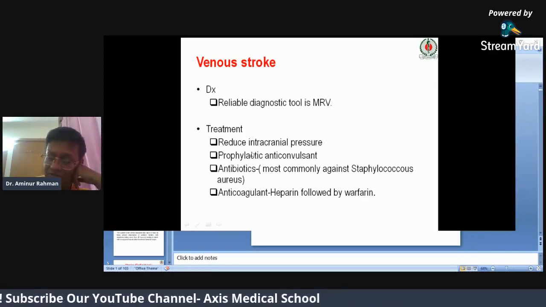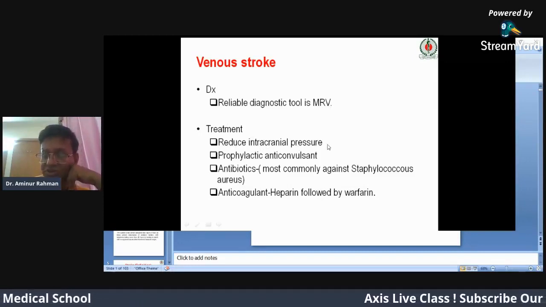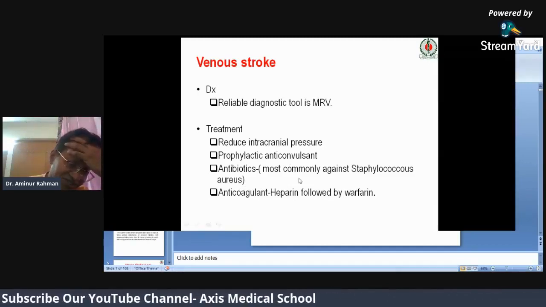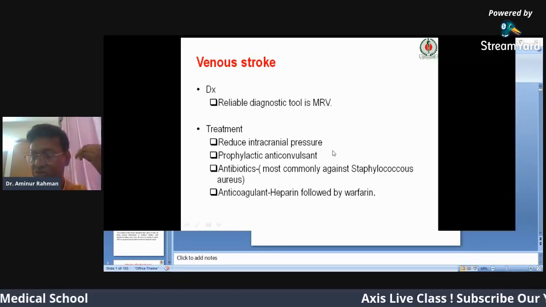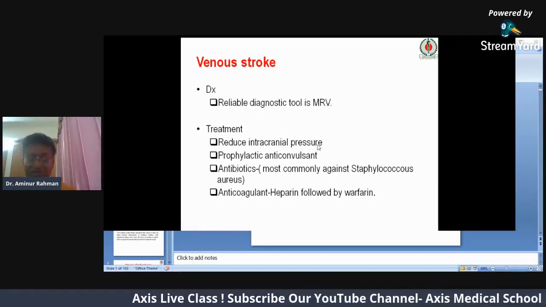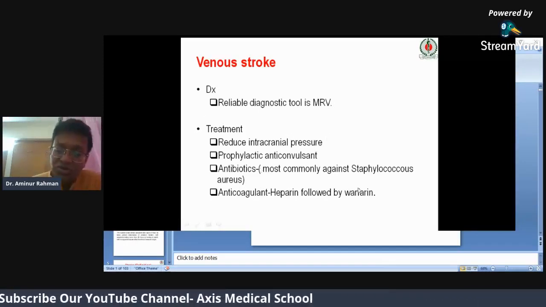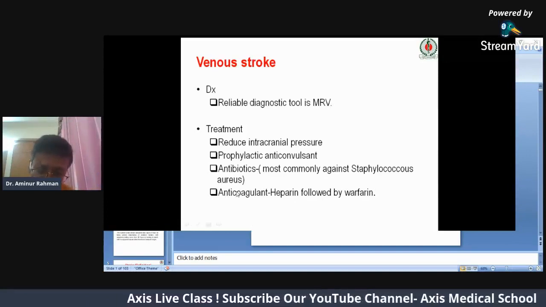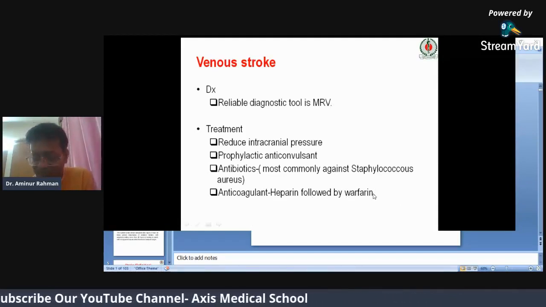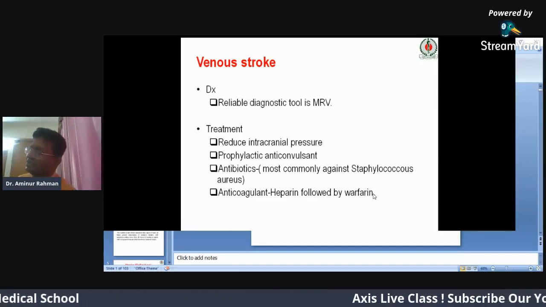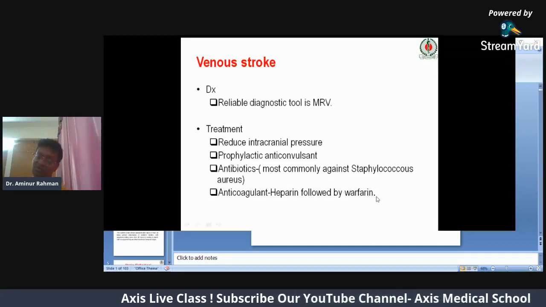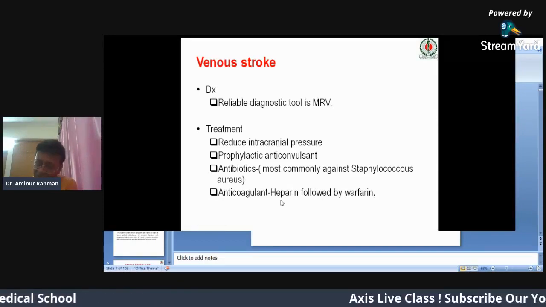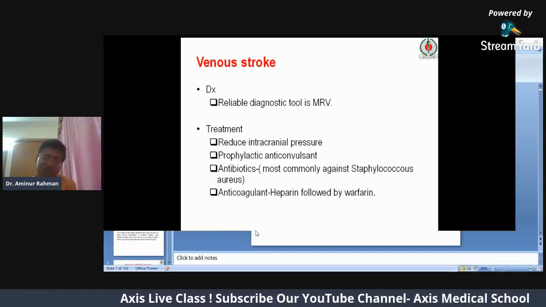And treatment: reduce the intracranial pressure, so we can use mannitol, and sometimes steroid also. Prophylactic anticonvulsant, because when there is a venous thrombosis, there is more chance of seizure or convulsion. Antibiotic, most commonly for staphylococcus, because infection is an important cause of venous stroke. Anticoagulant is very important. In all venous stroke we use heparin followed by warfarin. In hemorrhage we usually avoid heparin and warfarin, but if it is venous stroke, it may be either hemorrhagic or ischemic, so we use heparin followed by warfarin.